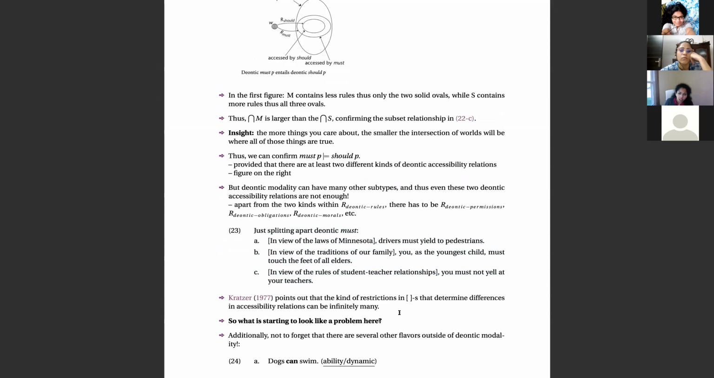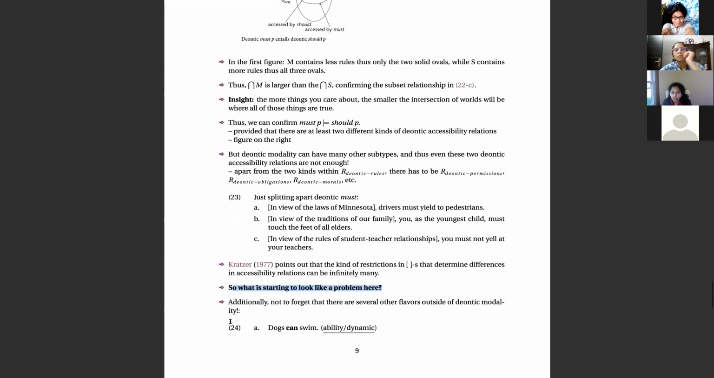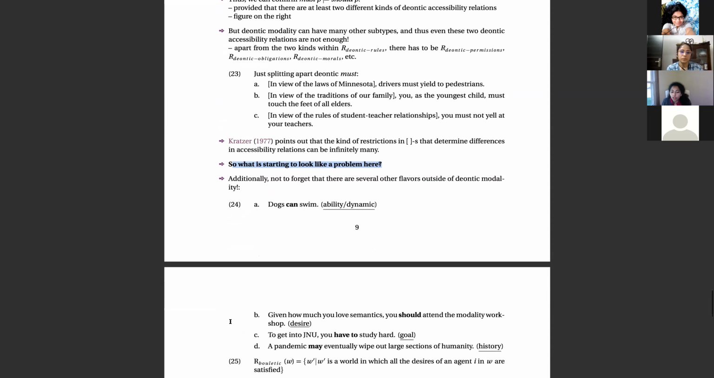Okay. So what is starting to look like a problem here? Massive overgeneration. Massive overgeneration with this framework of modal logic, where the modality, the flavor comes from accessibility relations. You can have infinitely many. So what is the problem? Your natural language modals may not even have those meanings that your modal logic allows you. So that's massive overgeneration.